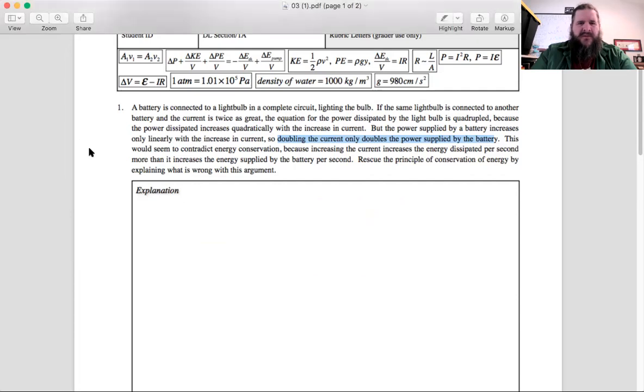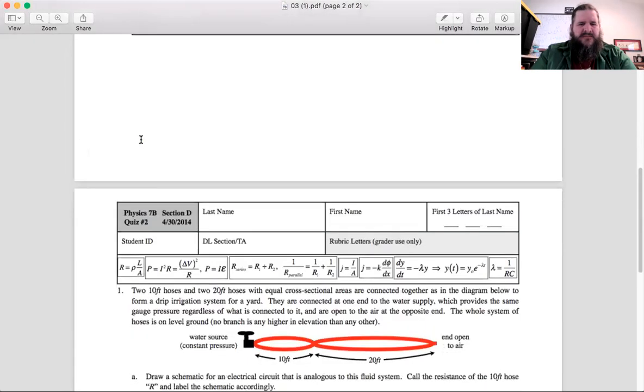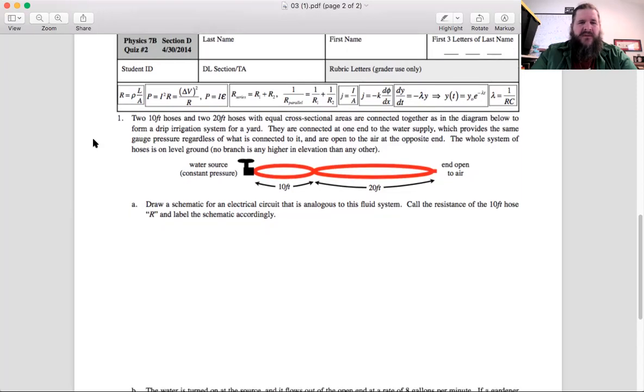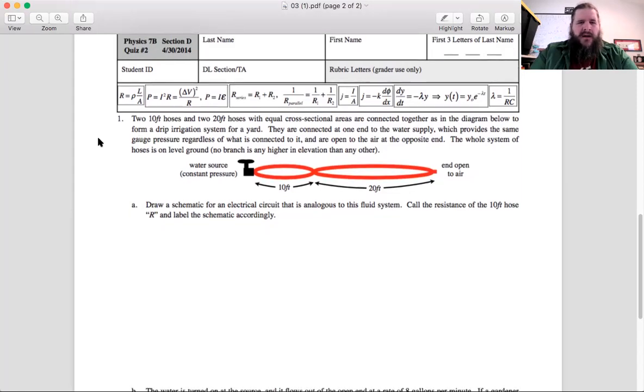So I think the hose problem is basically getting into the idea of comparing a fluid flow system versus an electrical circuit system. We've got these hoses, and one end is connected to a high pressure water source, a faucet, and the other end is just open to the air. And we want to draw a schematic for an electrical circuit that is analogous to this fluid system.